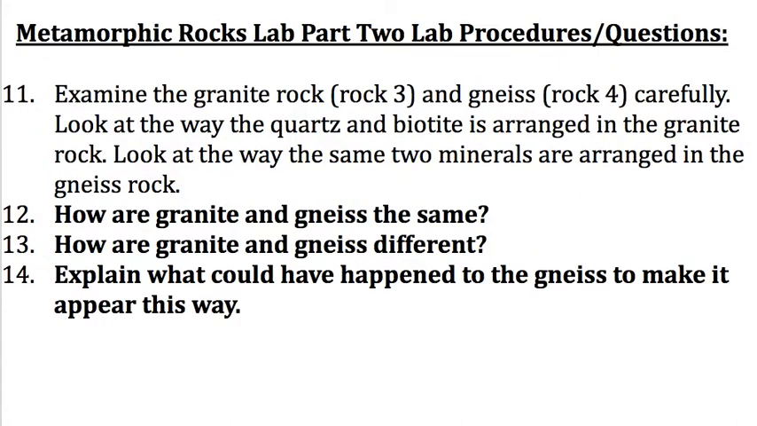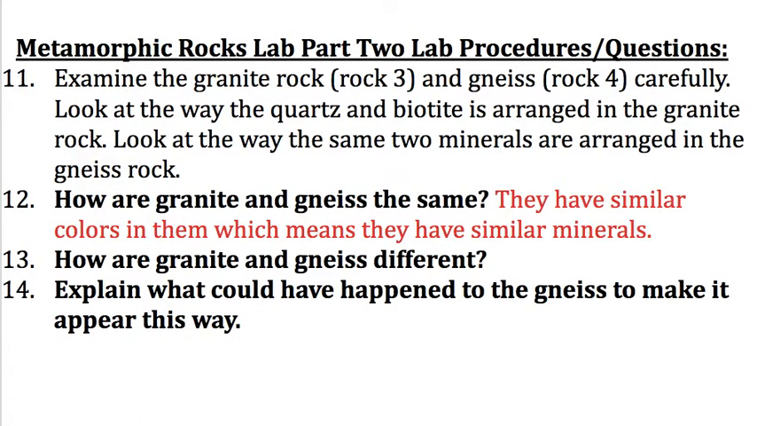Examine granite rock number 3 and gneiss rock number 4. Carefully look at the way quartz and biotite is arranged in granite rock. Look at the way the same 2 minerals are arranged in gneiss rock. How are granite and gneiss the same? Pause the video and answer that question. Well, they have similar colors, which means they have similar minerals, okay? How are they different? Pause the video and answer the question.